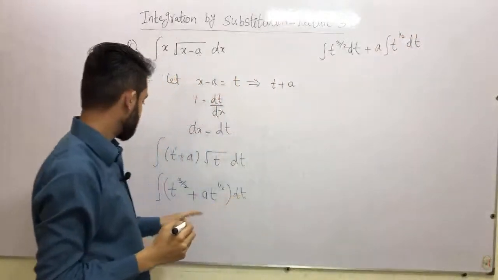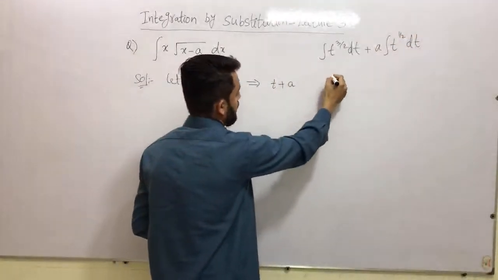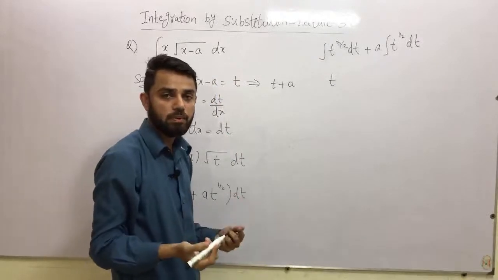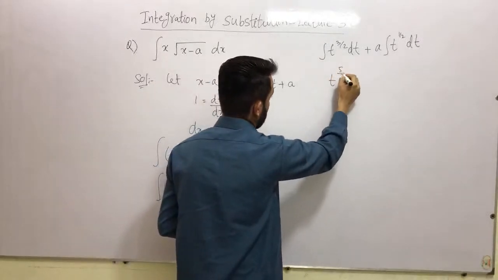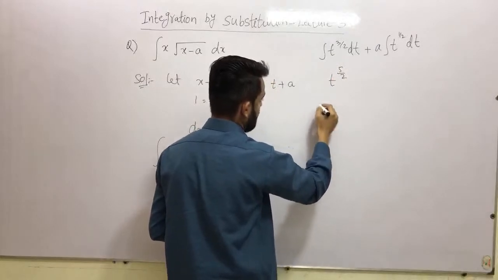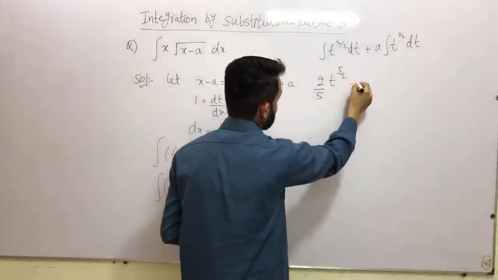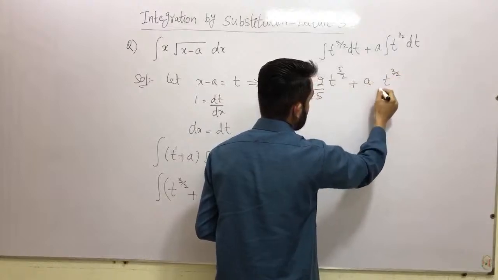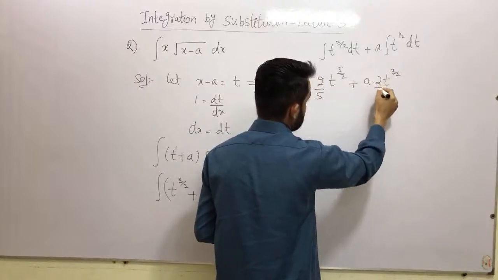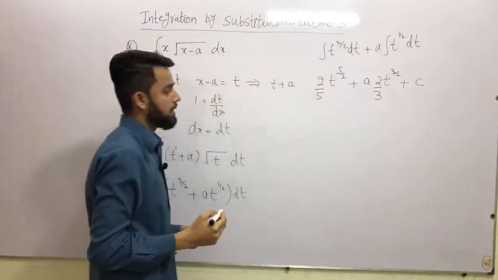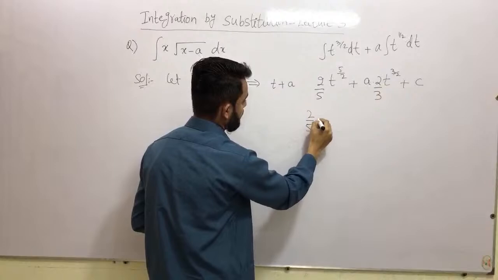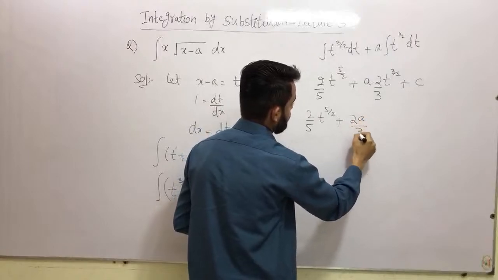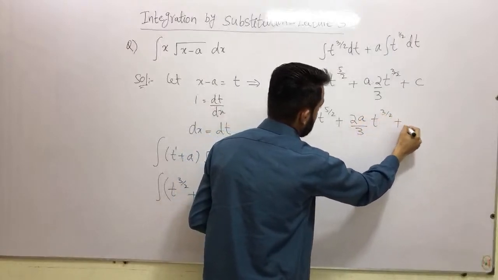Now solve this. Over here t to the power 3 over 2 plus 1, we are going to apply the power rule of integration. So 3 over 2 plus 1 will be 5 over 2, and in the denominator we will also be having 5 over 2, and that is going to convert into 2 over 5, plus a, and t to the power 1 over 2 plus 1 will be 3 over 2, over 3 over 2, and that will be 2 by 3, plus c. Now from here on we can write it as 2 over 5 t power 5 over 2 plus 2a over 3 t power 3 over 2 plus c.